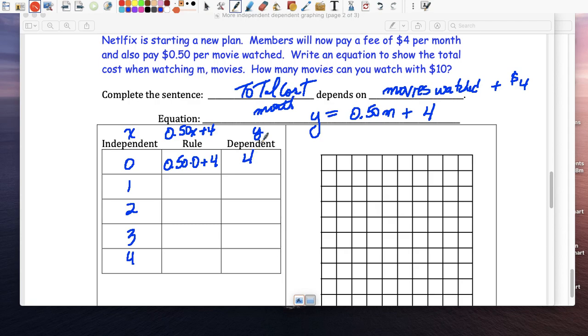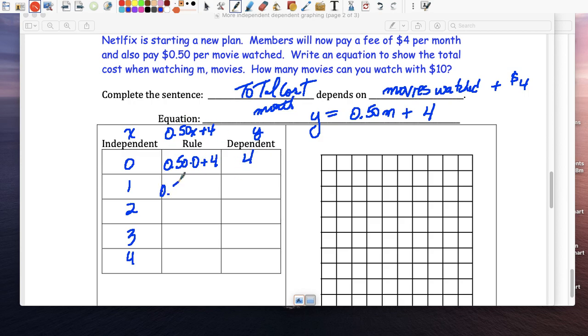So it's like going to the gym and never going to the gym. Actually, it's having a gym membership and never going to the gym. Very common. You still have to pay for it, right? So 0 movies, you still pay $4 of your monthly fee.